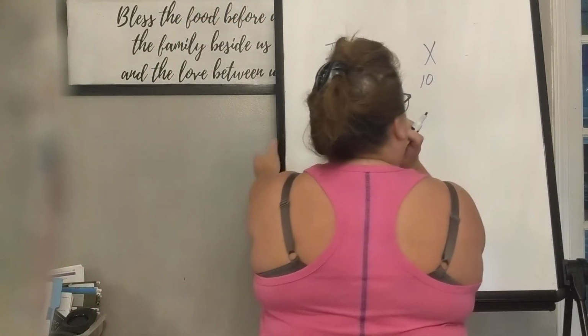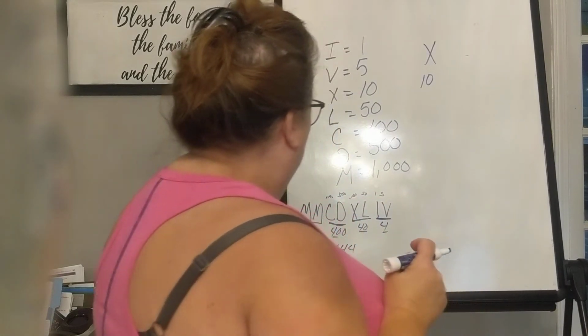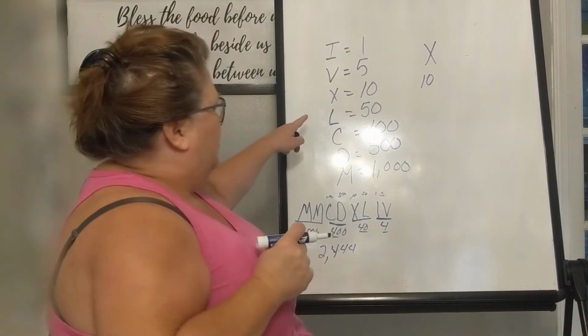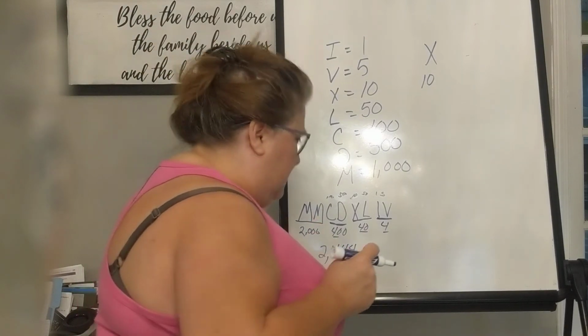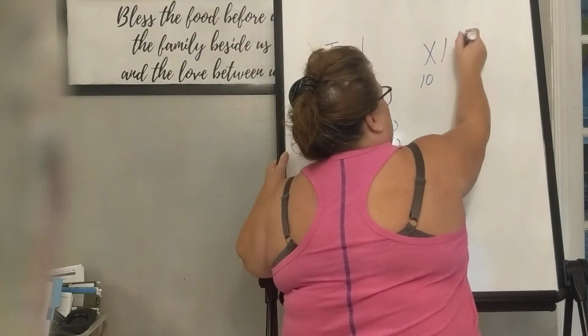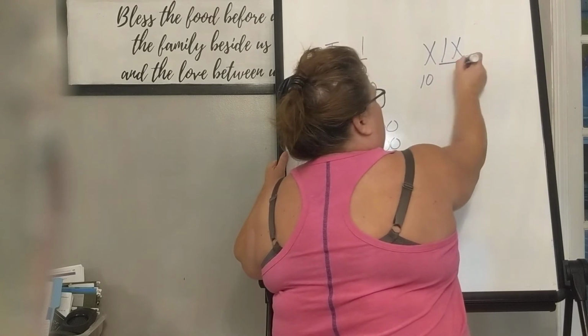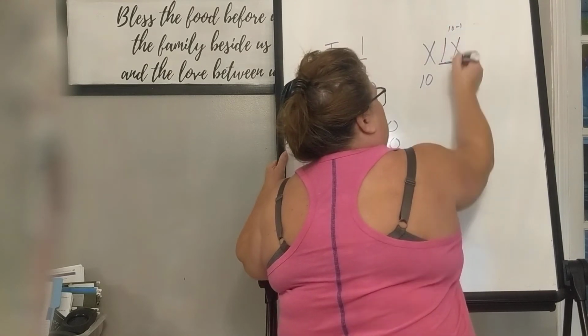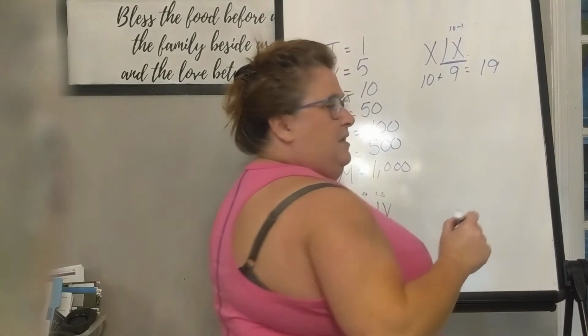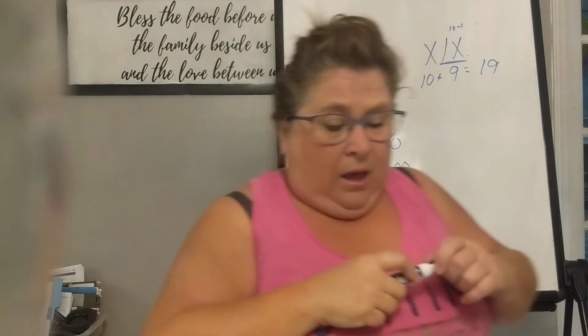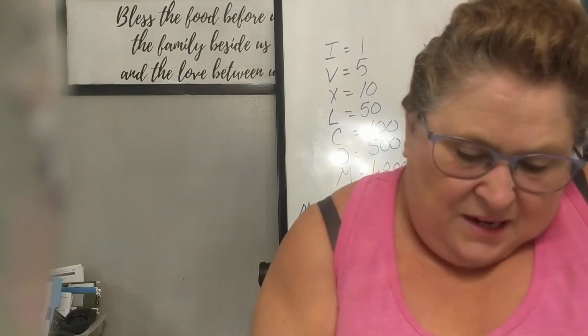So how are we going to say 10 plus 9? We don't have a 9 here, so what are we going to do? IX. Okay? Because that'll be 10 minus 1 and that'll be 9, and 10 and 9 is 19. Okay? So XIX is 19.